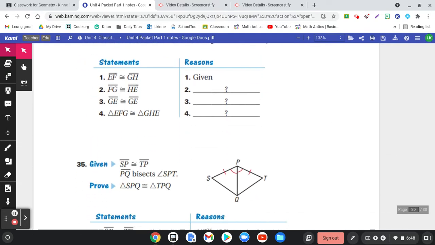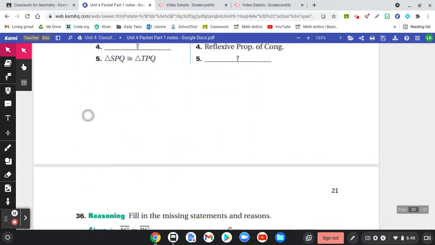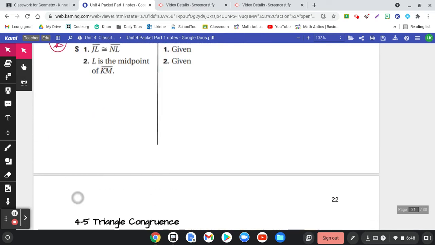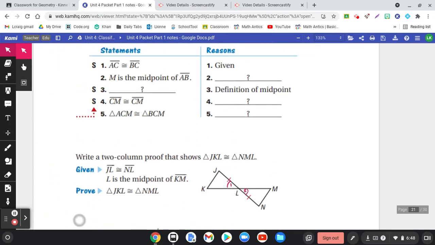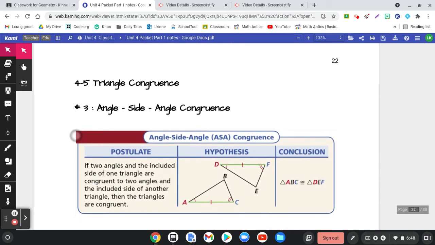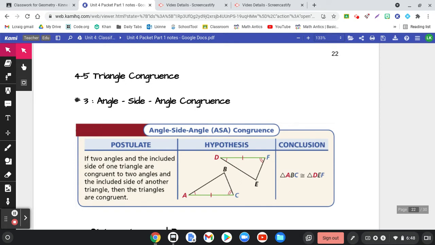Today I want to talk to you about a couple other ways to prove triangles are congruent. Starting on page, and I know these look long, but really a lot of them are just fill in the blank. You have one proof that you have to do on your own. So we're starting today on page 22.